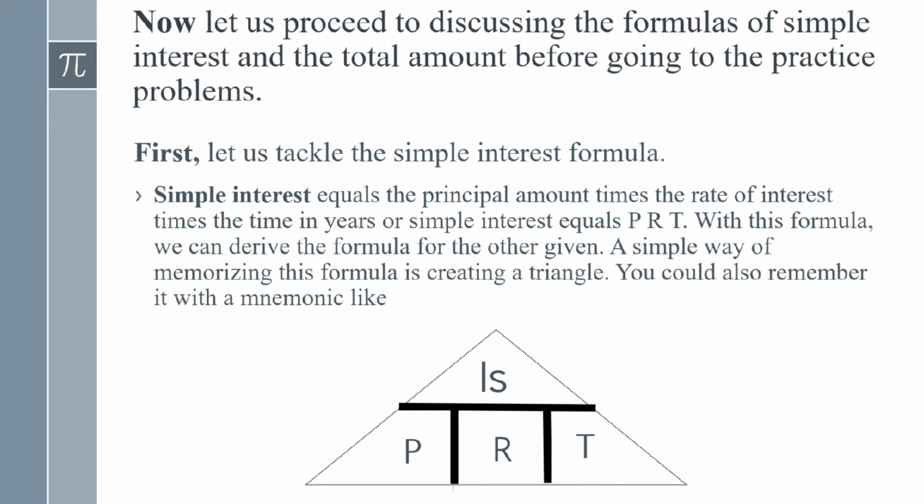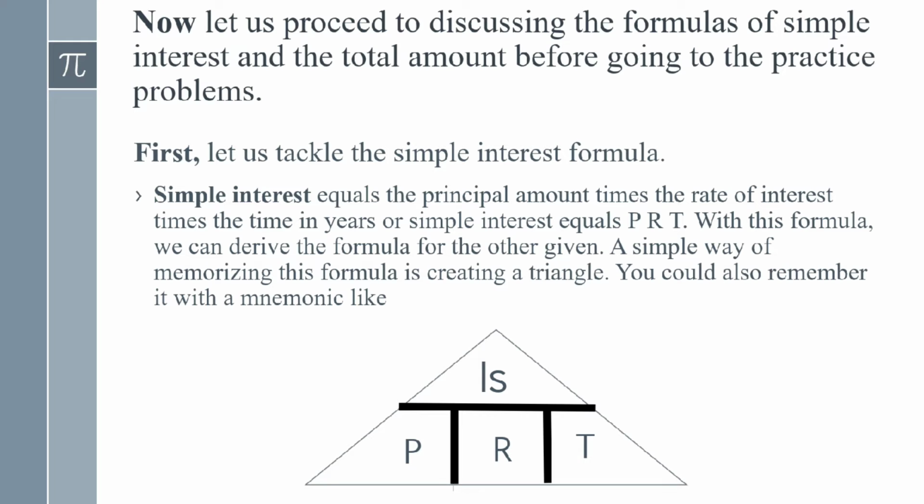Now, let us proceed to discussing the formulas of simple interest and the total amount before going to the practice problems. First, let us tackle the simple interest formula. Simple interest equals the principal amount times the rate of the interest times the time in years, or simple interest equals PRT. With this formula, we can derive the formula for the other given.